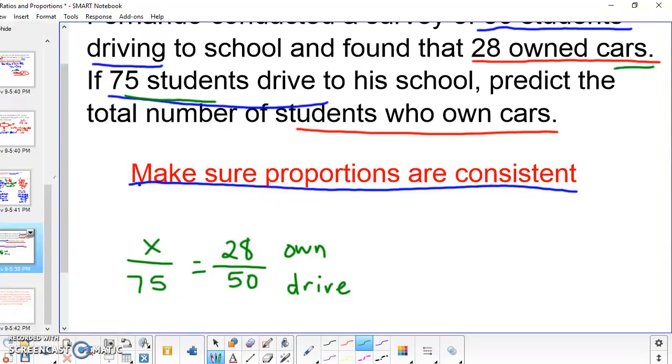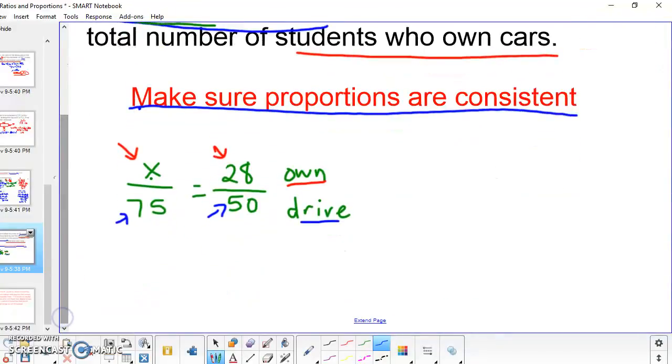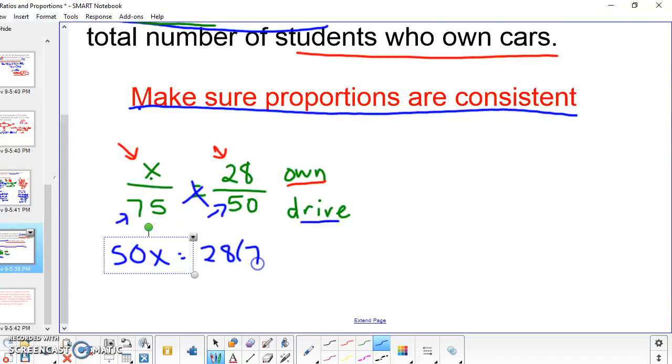So the top two numbers, the x and the 28, are both people who own cars. And the bottom two numbers, the 75 and the 50, are the total people who drive. So when you solve that, if I do the cross multiplication, we get 50x equals 28 times 75.